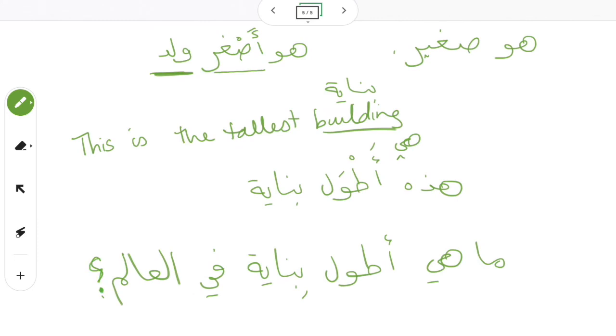So this is the same pattern that we learned when we did ahsan. That when you're asking a question about what is the best, what is the worst, what is the tallest, what is the biggest, what is so-and-so, we use ma, and then we use here huwa or hiya, depending on the word. So this right here is mu'annath, it's feminine. So we're going to use هي.